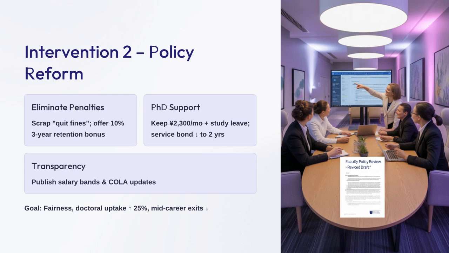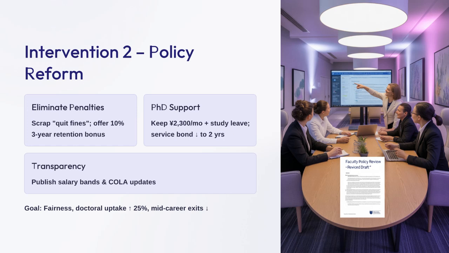First one is replace punitive quit fines. Scrap the 50% salary clawback and introduce a positive 10% retention bonus vested over 3 years, paid annually to reinforce staying power. And second one is shorten the PhD service bond. Reduce compulsory service from 3 years to 2, with pro rata repayments only if departure is within the first 12 months. This honors staff mobility while protecting investment.